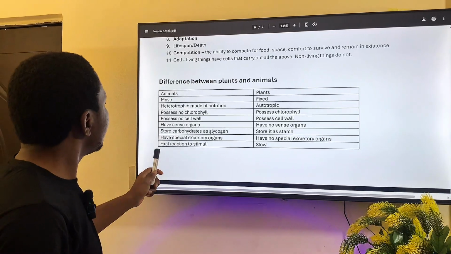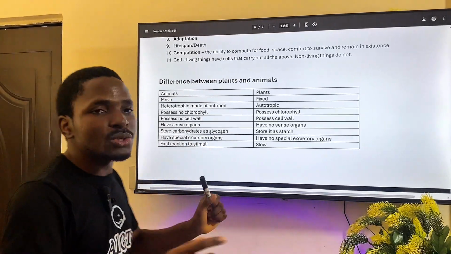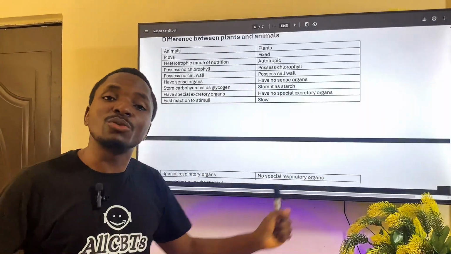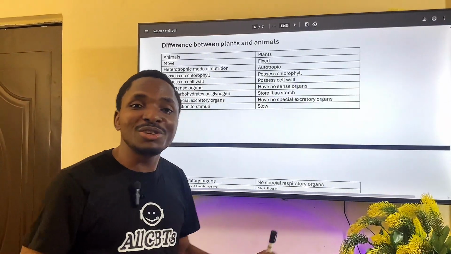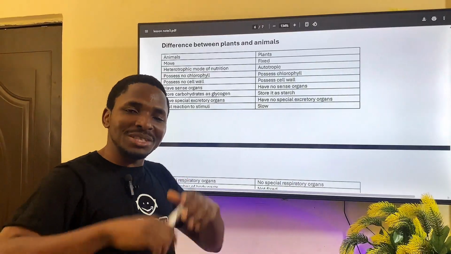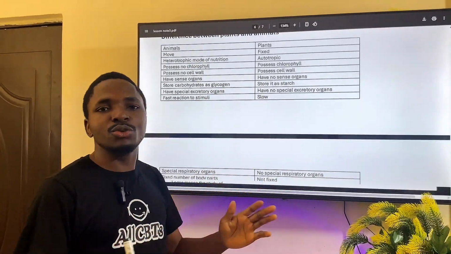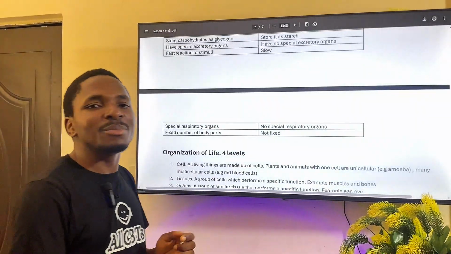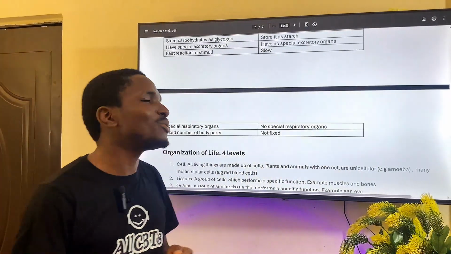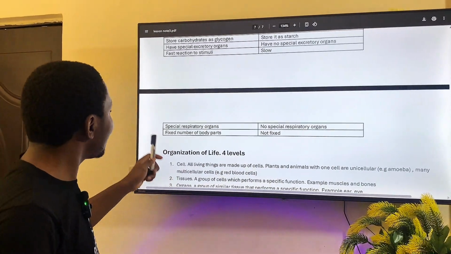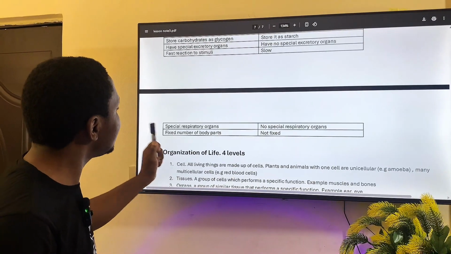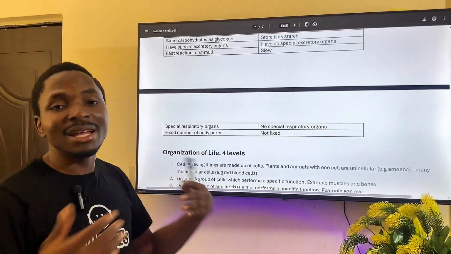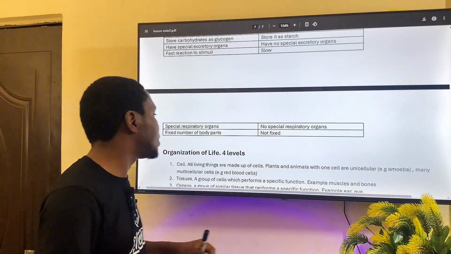Alright, animals respond quickly to stimulus. If I gave you a pinch, you respond quickly. If I gave you a knock, you respond quickly. But plants respond very slowly. When I push it, it just moves like this, gets back to its position. So that is that. Then we also have animals have special respiratory organs, and plants have no special respiratory organs.